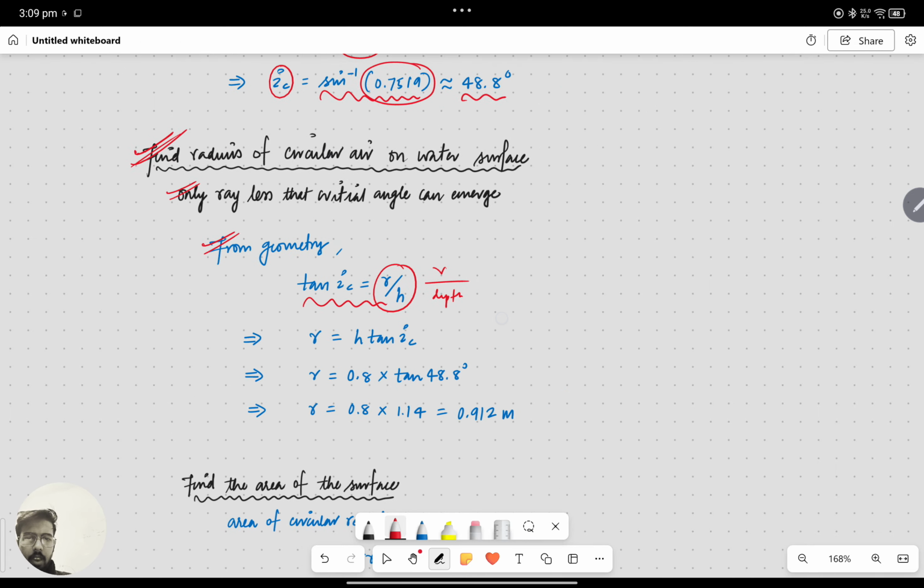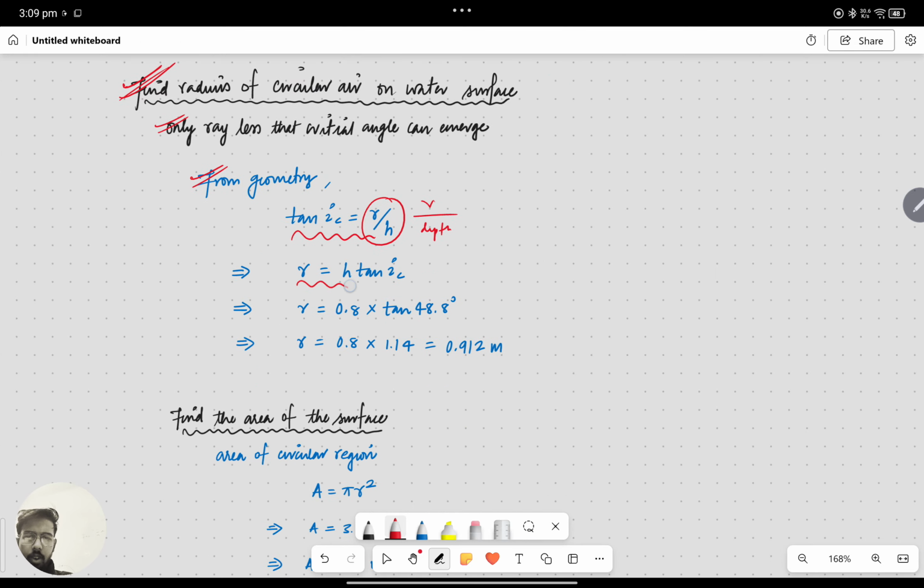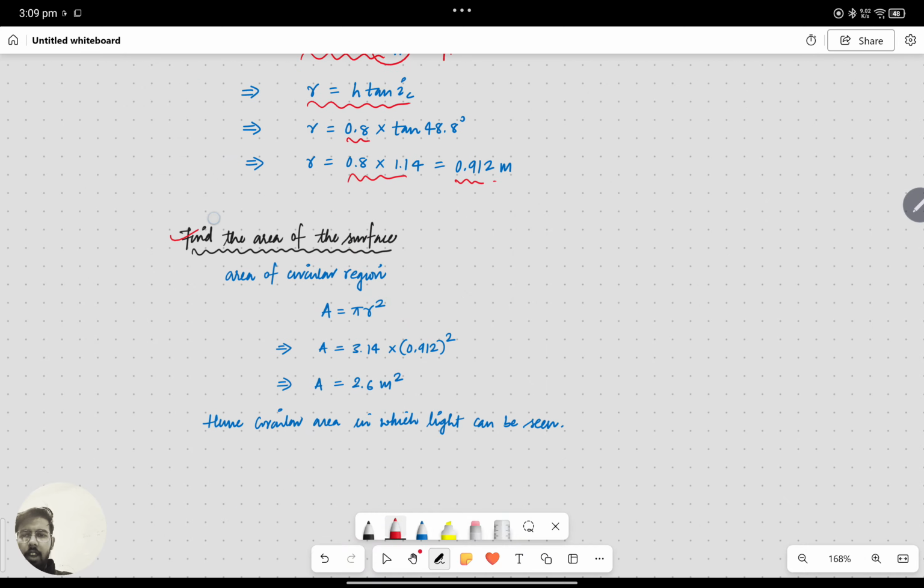So now we have to find the radius. Depth we know, that is given in the question as 0.8 meter, and you have to multiply it with this, so you are going to get the radius as 0.912 meter. And simple, once you get the radius, it will become very easy for you. You have to find now the area of the surface. So you have the radius, and you have to find the area of this surface. Simple, that is going to be pi r square. Applying the formula, area is equal to pi r square, and it is 2.6 meter square, right?